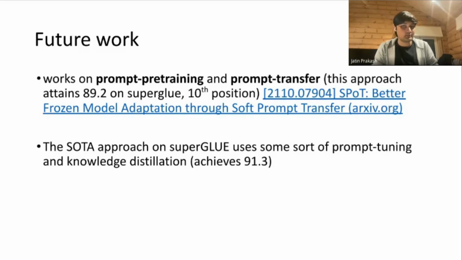This is what is explored in the paper called SPoT, which is again by Google. And actually it's from the same authors as this parameter efficient fine tuning paper, and this achieves the 10th position on the SuperGLUE benchmark. So doing prompt tuning alone would not fetch you the state of the art results, but when you have a more general prompt which has been trained on a lot of examples, then you can transfer its knowledge to your specific task.